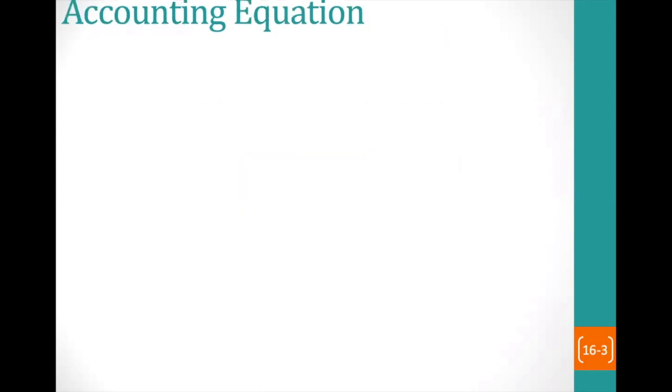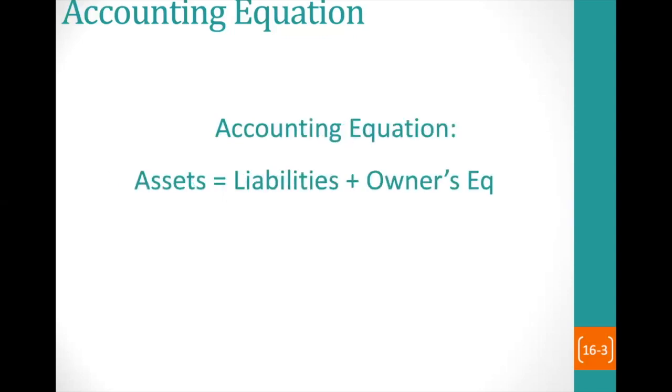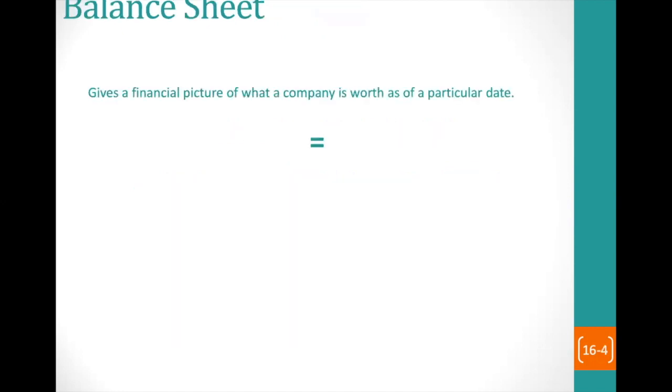First of all, we need to go over the accounting equation. This is the foundation for the balance sheet. The accounting equation states assets equal liabilities plus owner's equity. Remember, assets are how much the company owns, liabilities are how much the company owes, and owner's equity is how much the owner is worth. So the balance sheet gives a financial picture of what a company is worth as of a particular date, and it shows the accounting equation. Assets equals liabilities plus owner's equity.